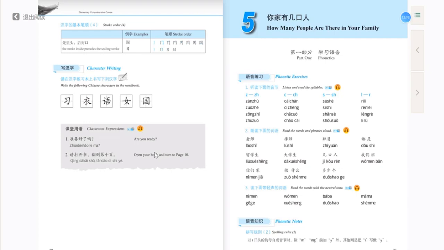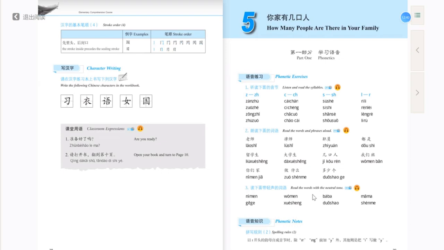Okay. So as you heard, there are some neutral syllables in these words and phrases, like 做什么、你们家. The second syllable is a neutral tone. And 多少个, in this phrase there are two neutral syllables. And the last one is the exercise about neutral syllables. So read the words with the neutral tone.